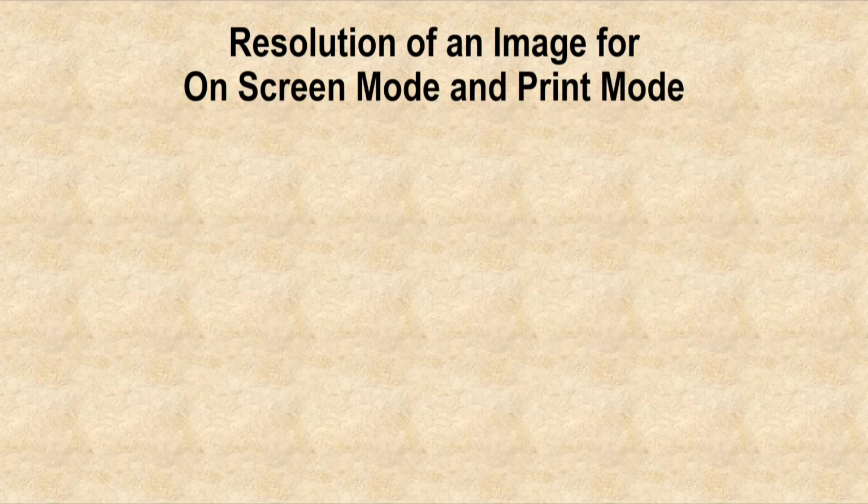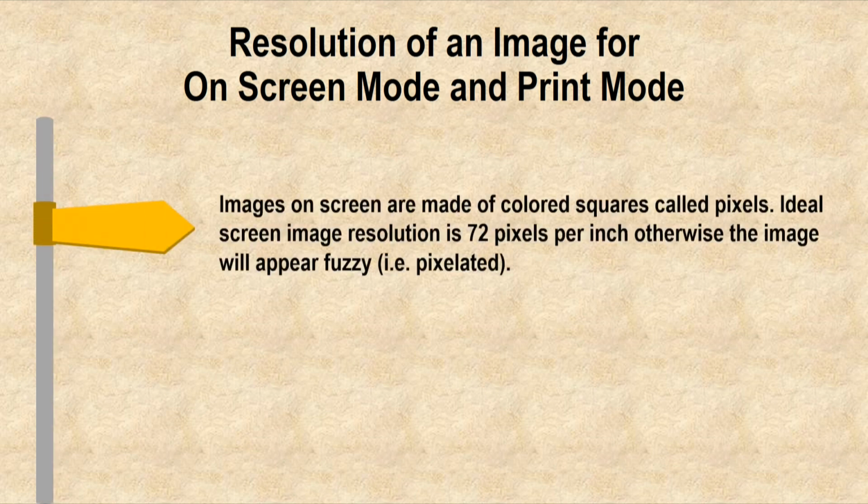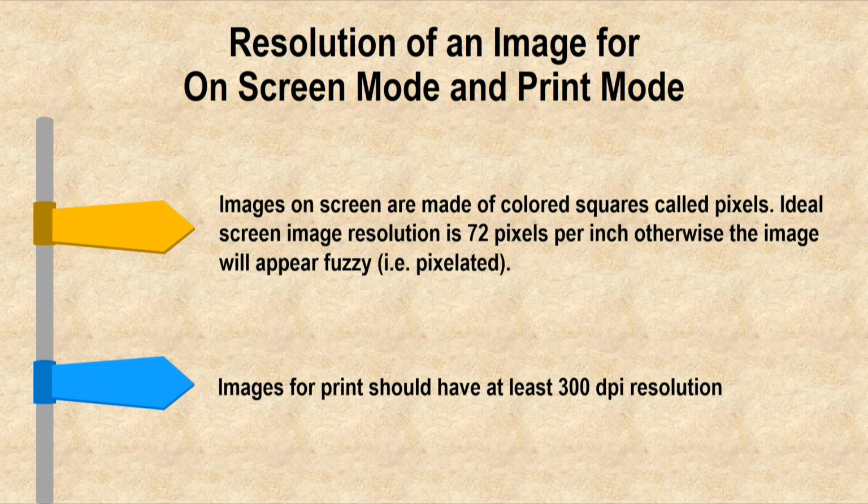Resolution of an image varies with respect to screen mode and print mode. Images on screen are made of colored squares called pixels, and the ideal screen resolution is considered to be 72 pixels per inch. Otherwise, the image will appear fuzzy or pixelated. Images for print should have at least 300 DPI resolution.